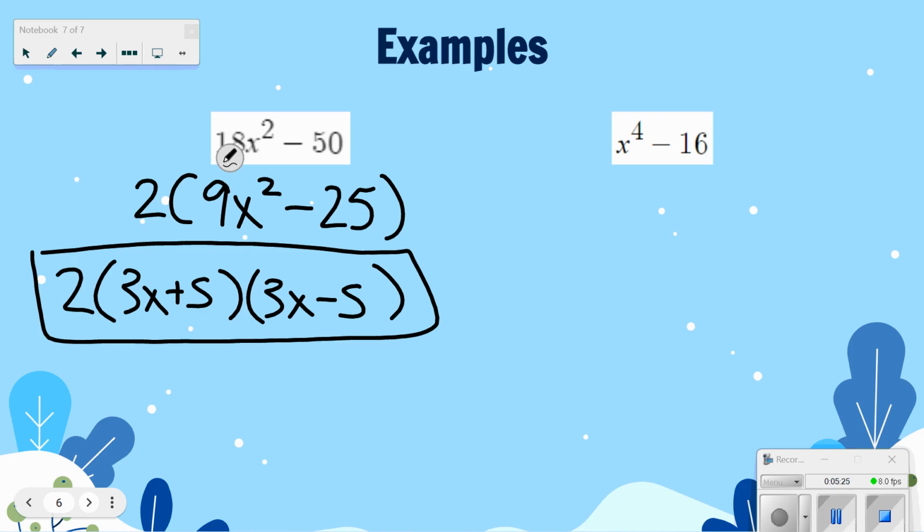All right, next up we have x to the fourth minus 16. Okay, 16 I know is a perfect square. Is x to the fourth a perfect square? Yeah. What times what gives you x to the fourth? x squared times x squared. So what would my factors become?